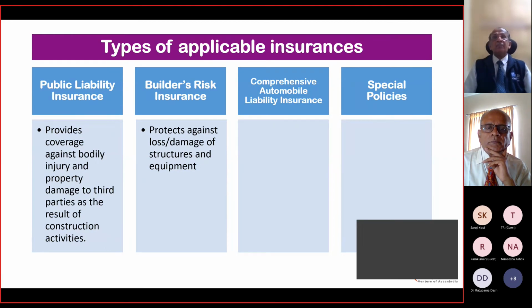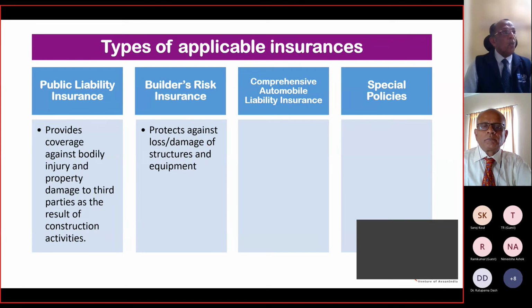Then, as a contractor, you have other insurances which come under the category of liability insurance. Liability insurance means the risk of operation. As a contractor, you have several risks which have to be insured. For example, public liability insurance provides coverage against bodily injury and property damage to third parties as a result of construction activities. Then comes builder's risk insurance, which protects against loss or damage of structures and equipment. Here is one thing you have to understand: in this category, it can vary from project to project and from country to country.